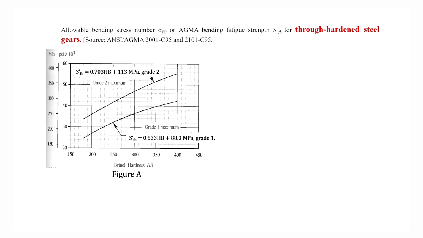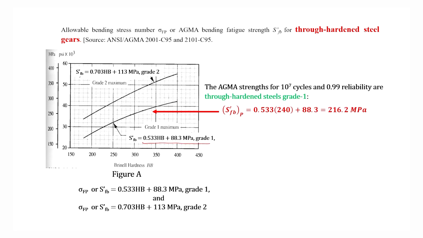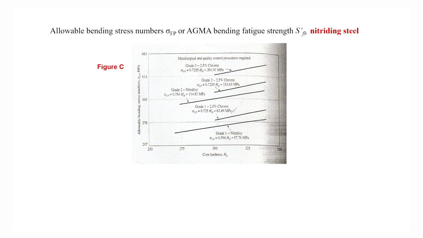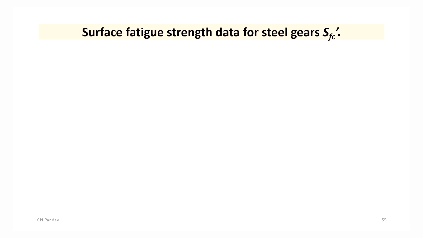But we are going to use this formula for the grade 1 material, and that formula provides the SFB dash for the pinion. In this formula, in place of HB we put 240, which is the Brinell hardness of the material of the pinion. Similarly, Brinell hardness of the material of the gear is 200. So, by substituting these values, we got the value of surface fatigue strength of the pinion and gear. These are other data. Depending on the type of material, you can choose the strength or these equations.